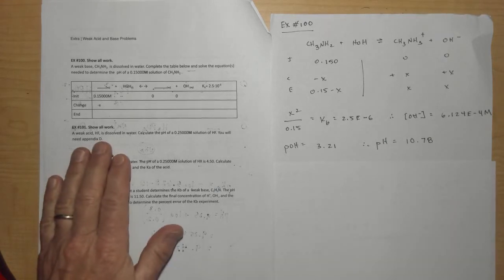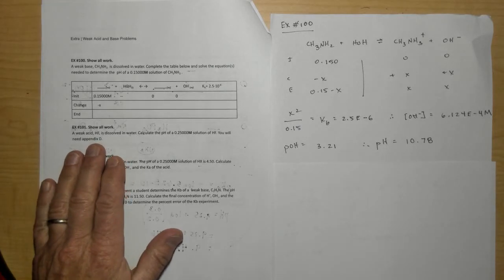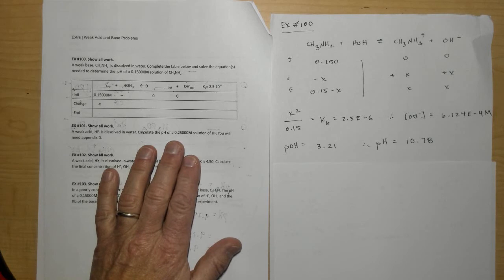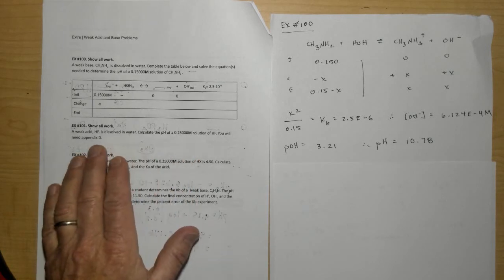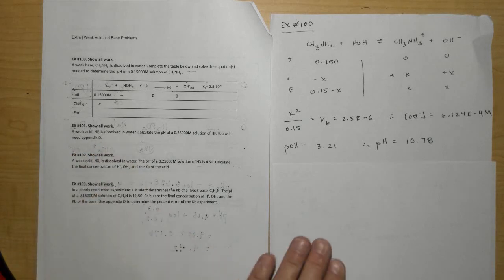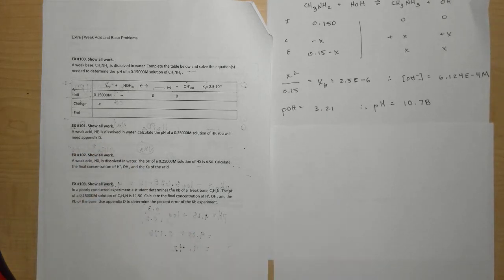Okay, and then example 101 says HF, a weak acid, is dissolved in water. Calculate the pH of a 0.25 molar solution of HF. You'll need appendix D because we need the Ka. And you can be assured that if this is on an exam, they would give you the Ka.